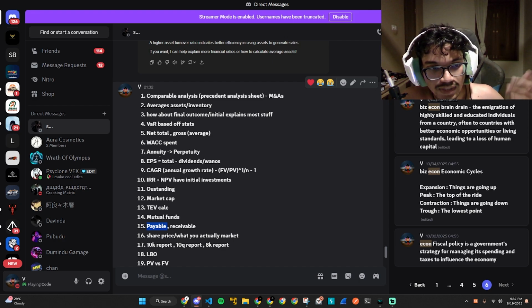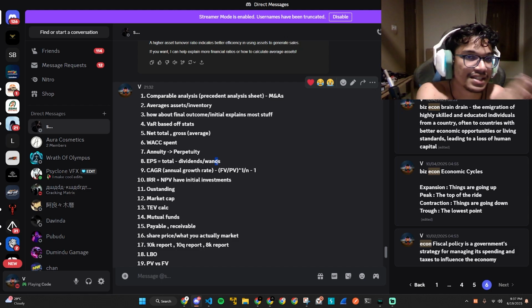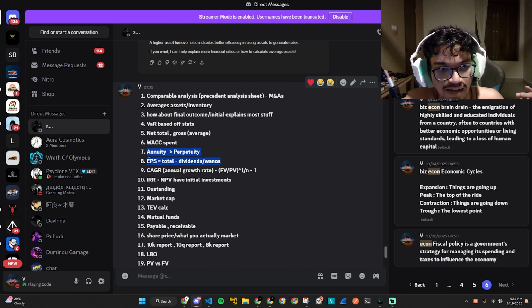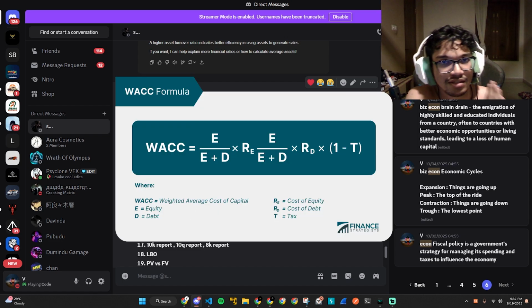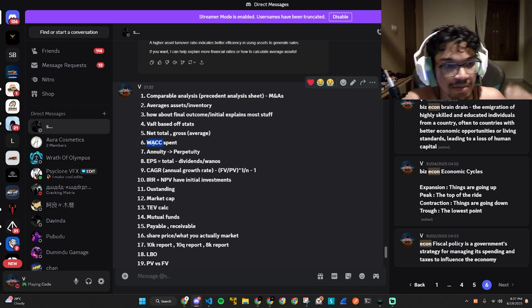Earnings per share, so this is total minus dividends. Total is how much you're making, and dividends is how much you pay away, divided by the, I don't know what, I have a confusion here, but we'll get back to this. Weighted average cost of capital is how much money the company spends on financing its assets and pretty much keeping the company alive. That's what weighted average cost of capital means.